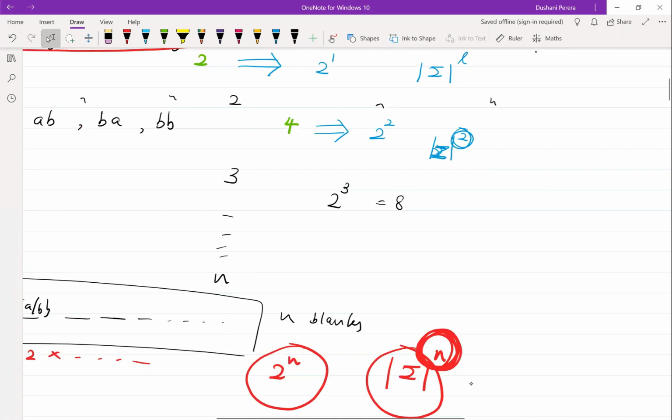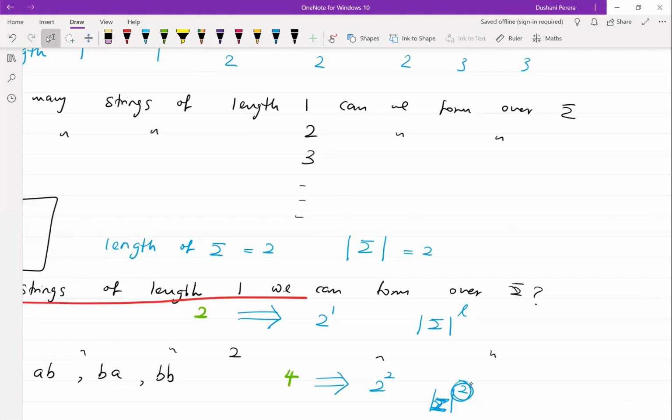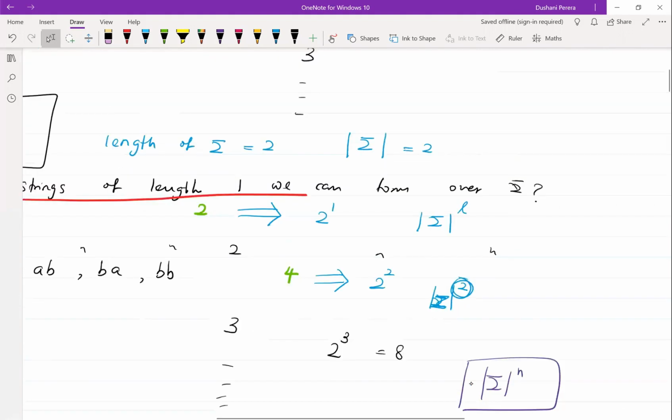Sigma to the power of n. That is how we got there. Sigma to the power of n. This is the general form of identifying how many strings can be formed on a particular alphabet sigma of a particular length. Okay, so this power n is the length of the string.